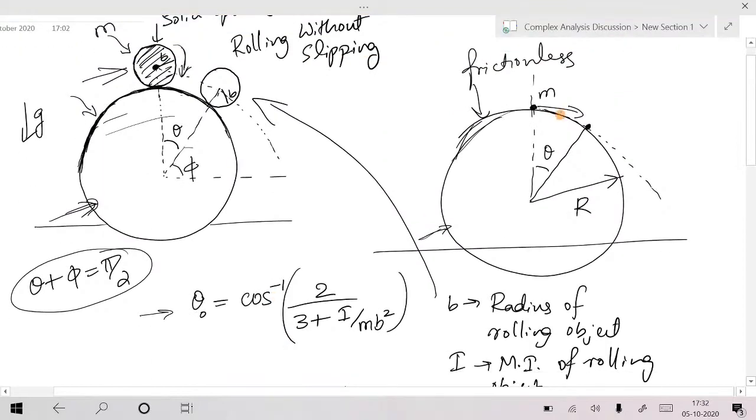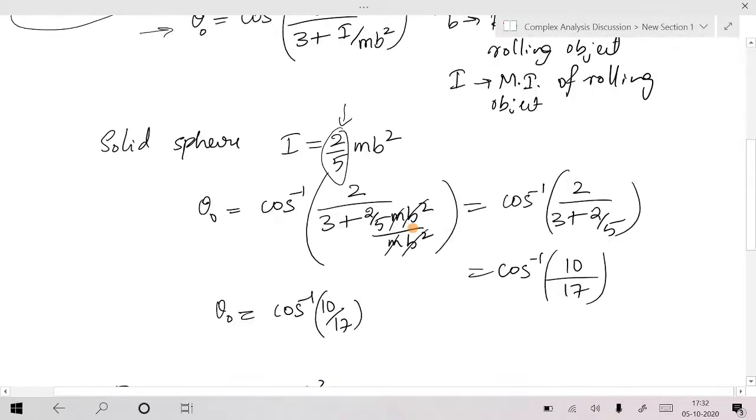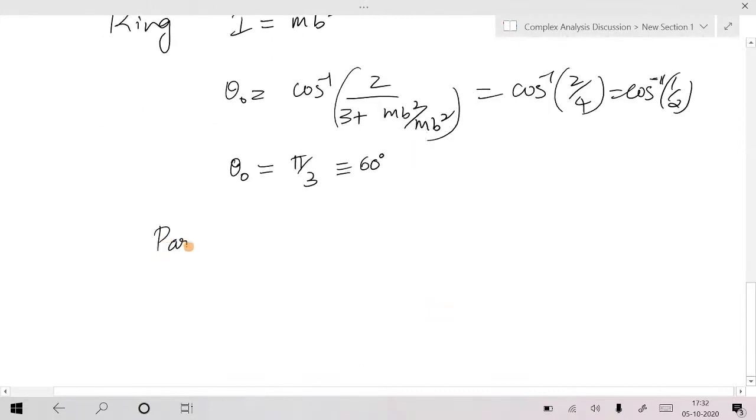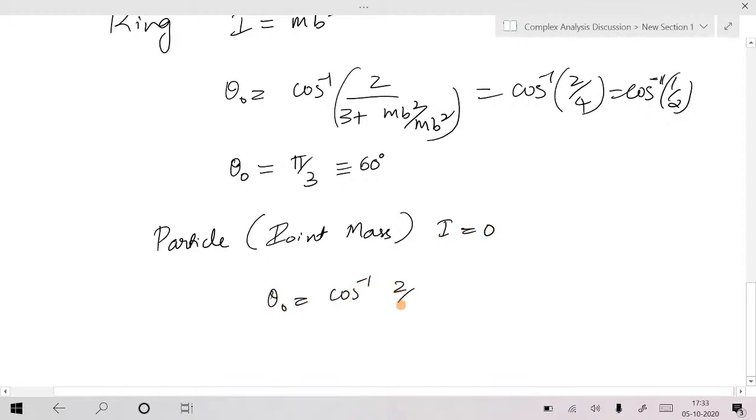Now we shall try to apply the same formula for this small mass which is sliding, because for a mass, sliding is equivalent to rolling. Can you just imagine that one? If it is a particle, then its moment of inertia is equal to 0. Am I right? For a point mass, your moment of inertia is equal to 0. So then theta naught is equal to cos inverse of 2 by 3.